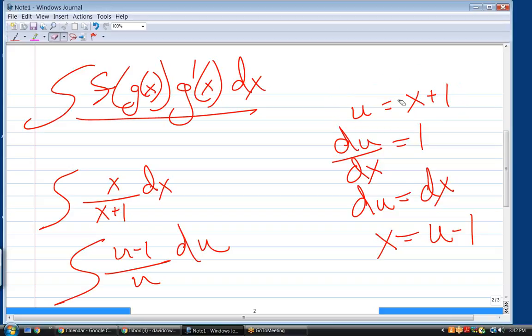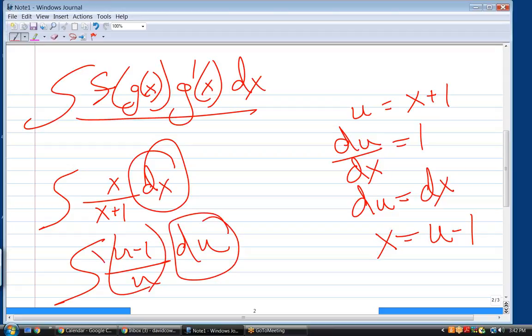The key to remember is that you cannot integrate unless you have the same variable. Whatever your variable of integration is, in this case it's dx, then you need all x's. Or if you're going to change it to du, you need all u's. If I had this and I had an x out here like that, I couldn't integrate it. You can't integrate by du when there's an x in the function. Everything has to be u's.